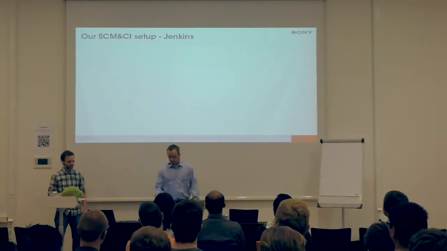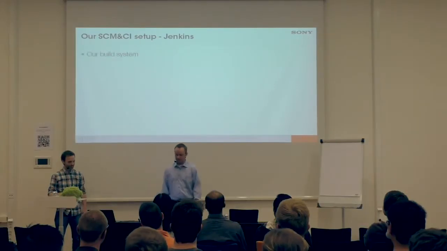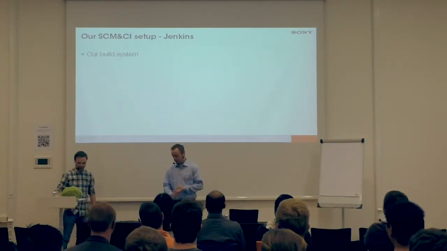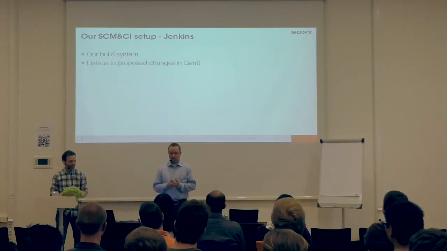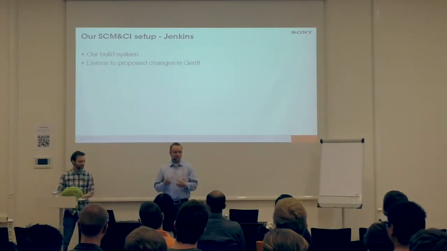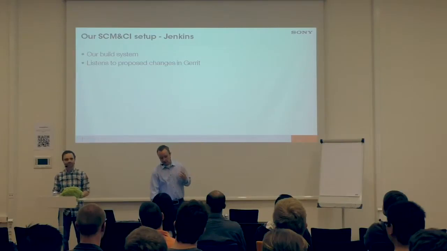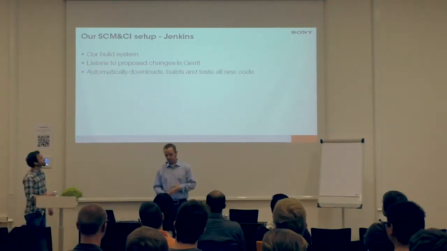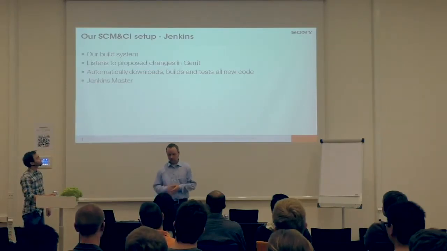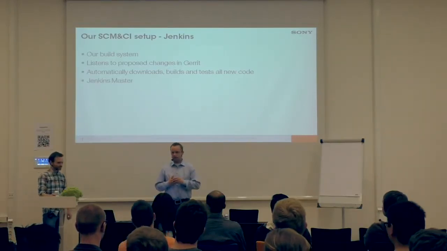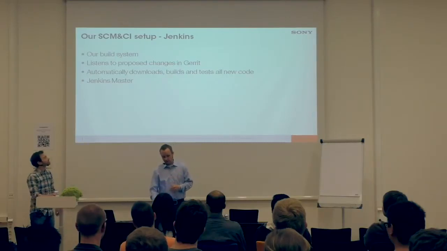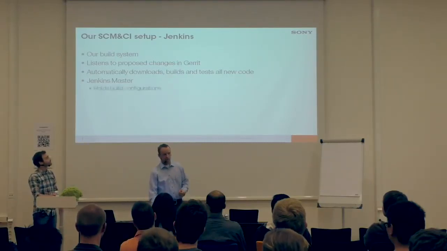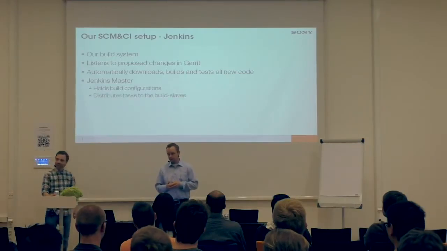We're going to go through Jenkins quickly, if I can hit the right key. It's our build system, as you might suspect. In the CI chain, it listens to changes in Gerrit. It downloads those changes and builds, tests, and analyzes the code. It's in a master-slave kind of setup where the Jenkins master owns the build configurations and then starts tasks on the various build slaves.